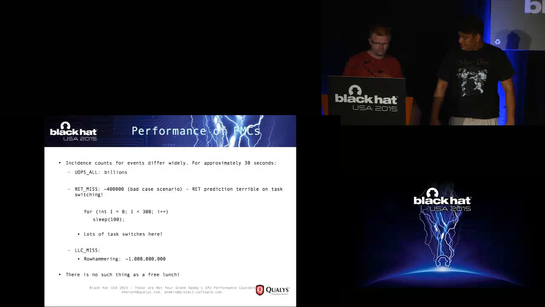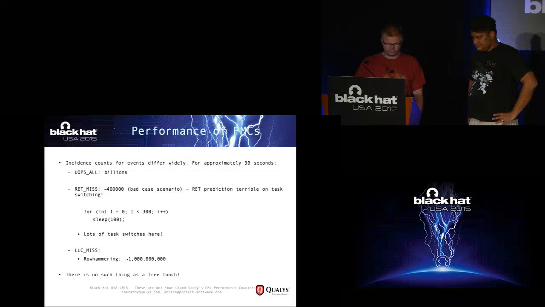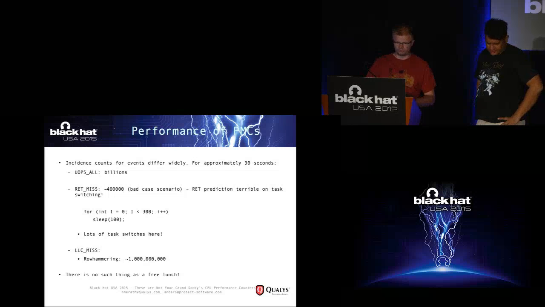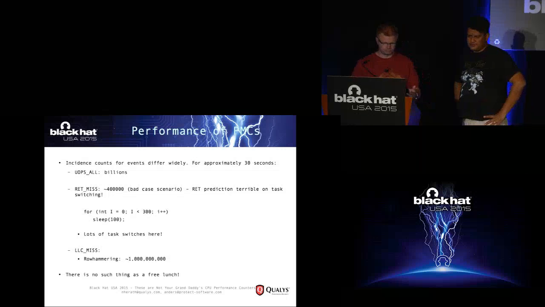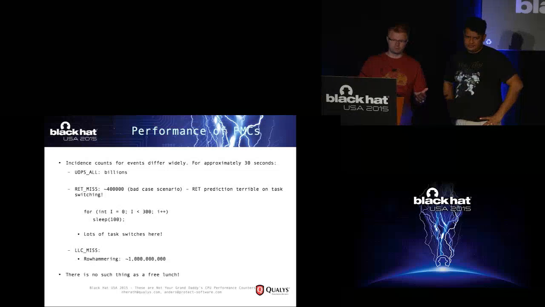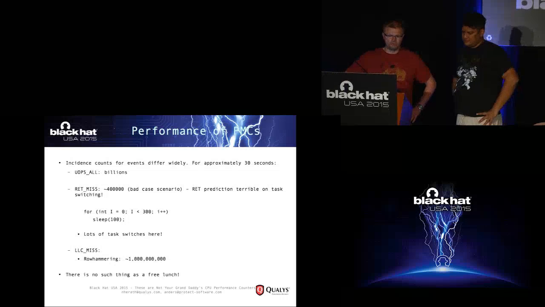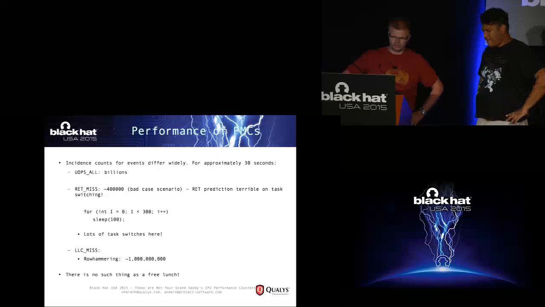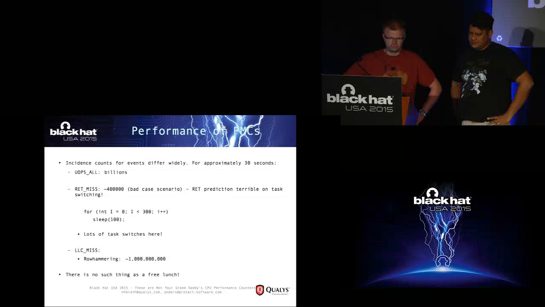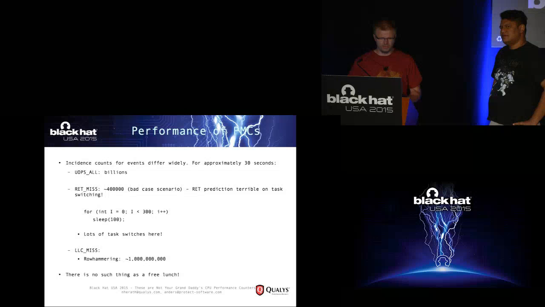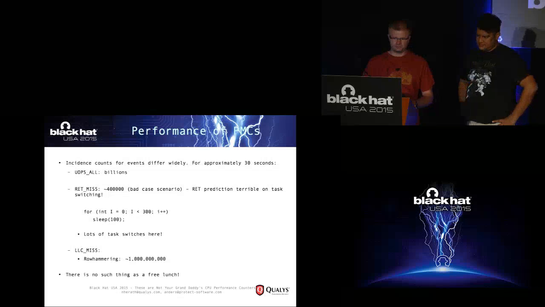So we have different incidence counts for different types of events. What we did was time about 30 seconds of different kinds of activities. If you use the all micro-ops counter, you get billions, so doing an interrupt on every one of these will surely slow you down. If you take something like return misses, which is when the return instruction is falsely predicted by the CPU, you get about 400,000 in 30 seconds.